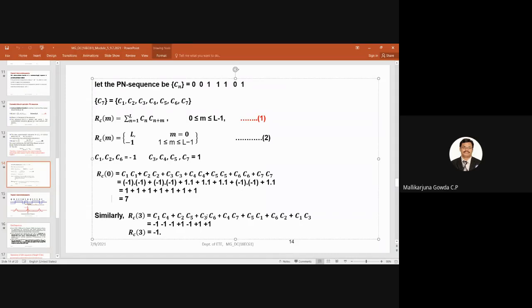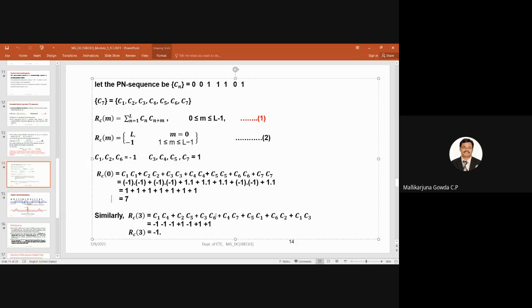Is this clear, whatever multiplication I have done? Then just substitute the values of C1, C4. See, C1 is minus 1 and C4 is plus 1. So minus 1 into plus 1 will be minus 1. Then C2 is minus 1, then C5 is plus 1. So minus 1 into plus 1, again it is minus 1. That is what is written here, minus 1.